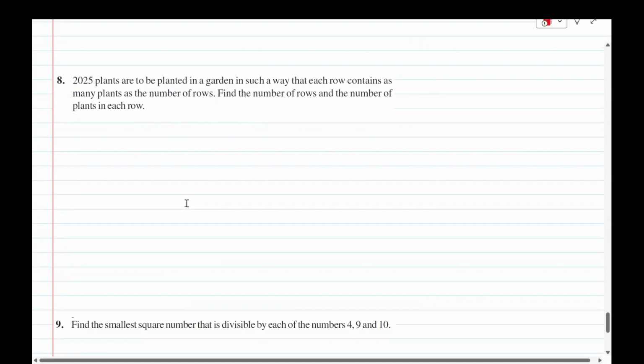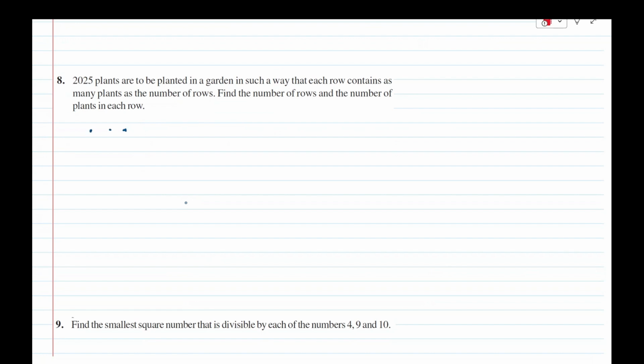2025 plants are to be planted in a garden in such a way that each row contains as many plants as the number of rows. Means if I have 3 rows, I will plant 3 plants in each row. Means as many rows as there are, that many plants are planted in a particular row. So again, the same thing.